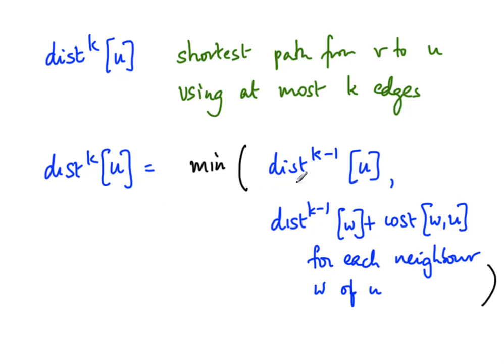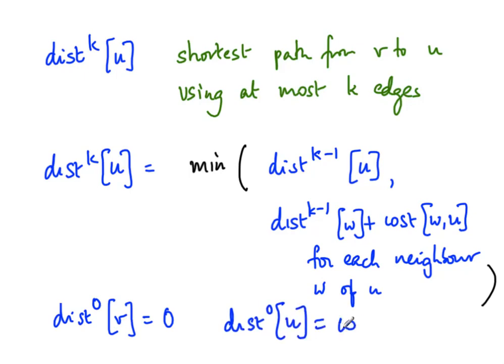So to compute dist k of U, we take the minimum of all these quantities. We take the k minus 1 distance to U, which we already know, and then for every neighbor W of U, you take this k minus 1 distance to W and add the cost W to U. And among all these different distances, whichever is the shortest one must be the shortest distance using at most k edges from V to U. Of course, we can initialize this by saying that dist 0 of the source vertex is 0. There is no cost. You can go from V to V without taking any edges in 0 time. And for everything else, we can say that the distance with 0 edges is infinity because you cannot go there in 0 steps at the beginning.